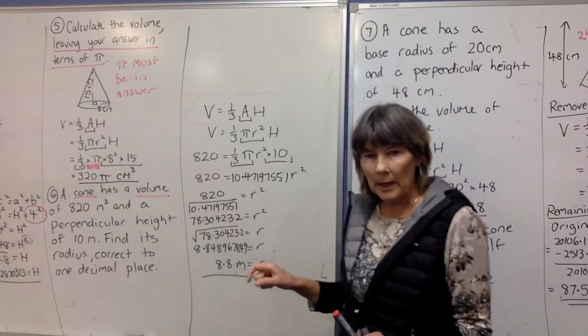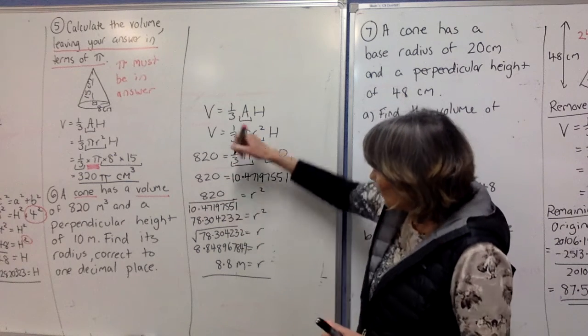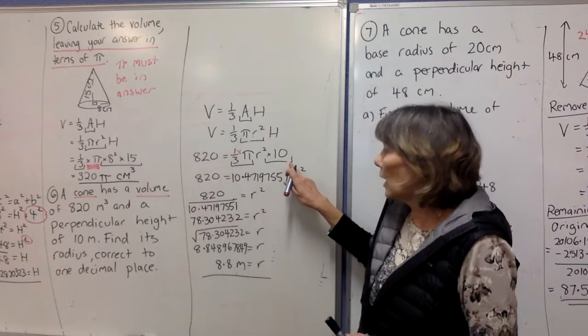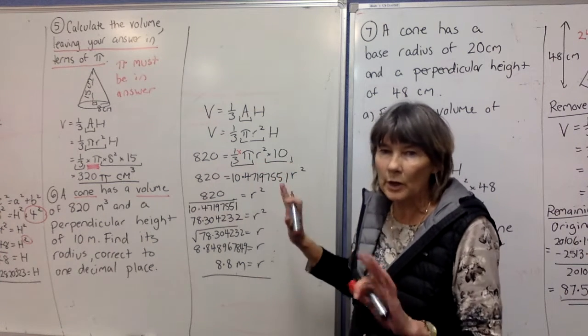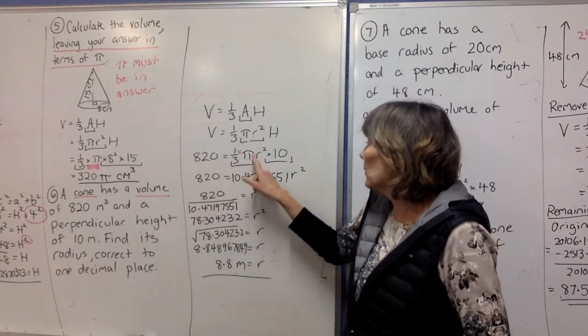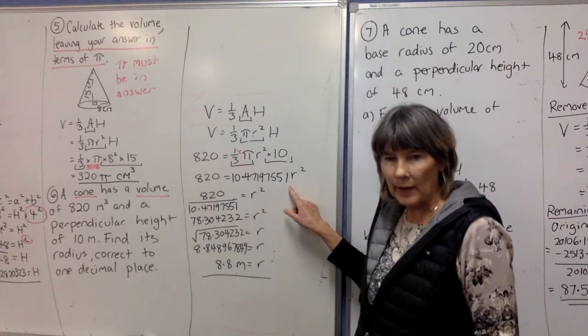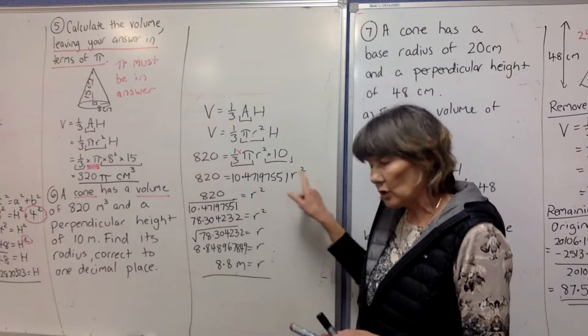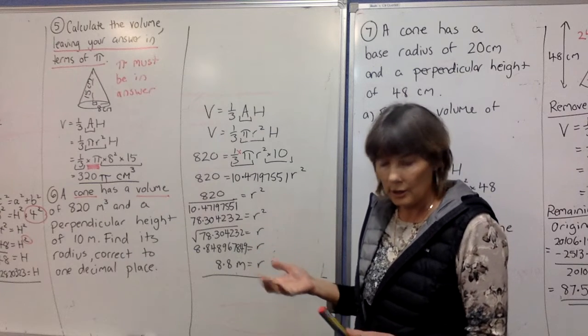So when you go to your calculator, you're just going to do 1/3 times pi times 10. So you just leave out the bit where you still don't know, the R squared. Put everything else in. 1/3 times pi times 10. The calculator will give you that answer for that, and the R squared is just going to sit on the end. So now we've got a little equation to solve.